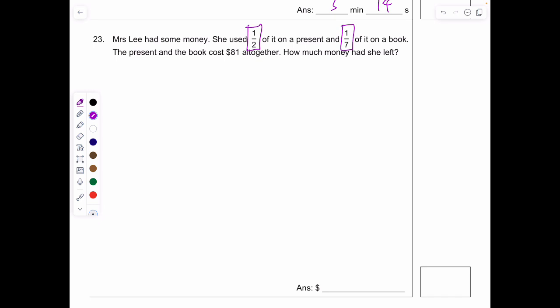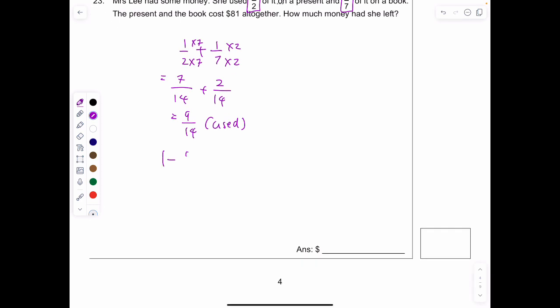So very simple. The first thing is to, of course, add these two together. So to do that, we need to make sure that the denominators are made common. So times 7, times 7, times 2, times 2, that will leave us with 7 over 14 plus 2 over 14, 9 over 14, right? So this is what she used. Okay, so how much had she left? 1 minus 9 over 14, and your answer will be 5 over 14. This is left.